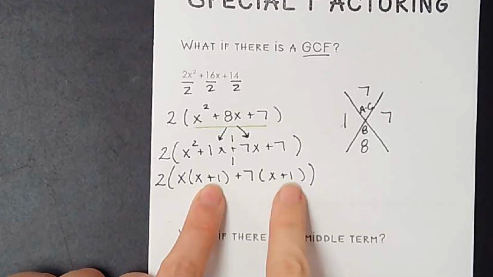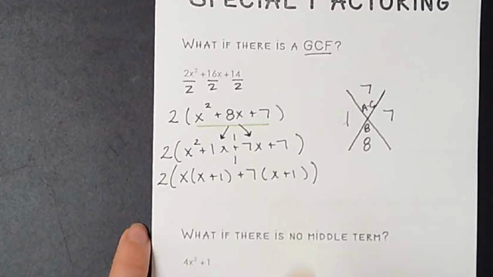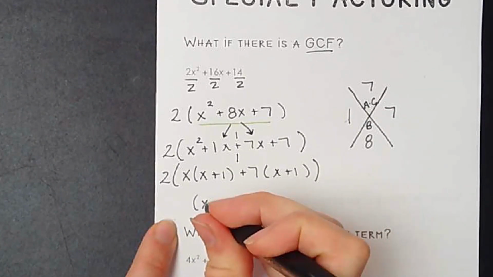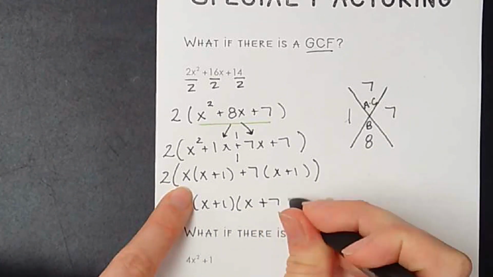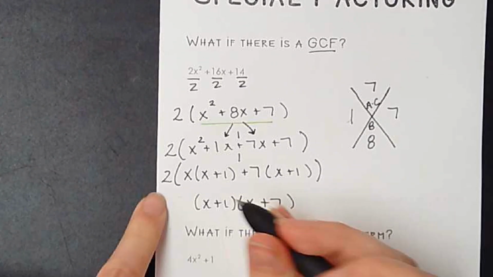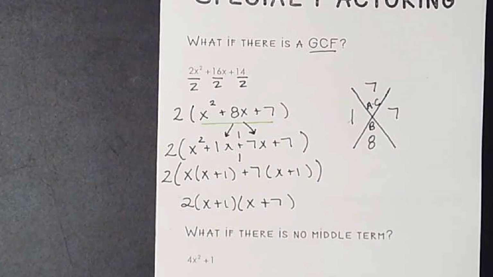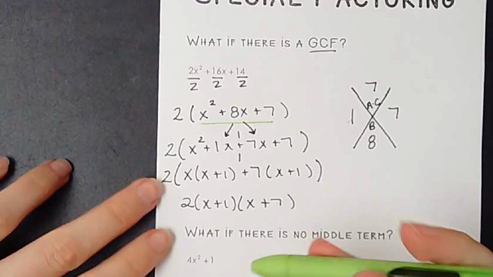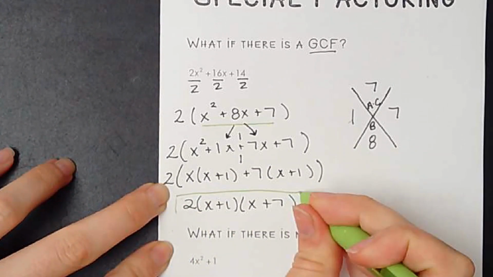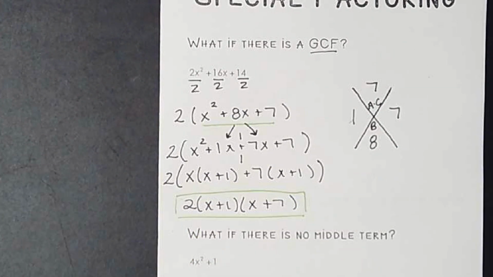Now in here, I have a common factor of x plus 1, so I can factor that out. If I factor out x plus 1, I'm left with x plus 7. And this 2 still exists out there. So completely factored, I would have 2 times x plus 1 times x plus 7.